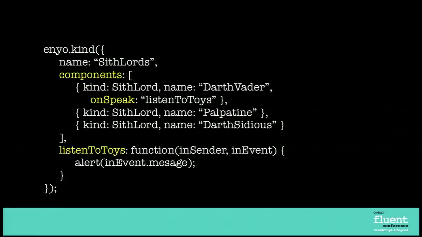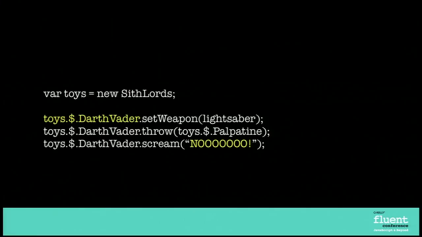The other thing is, because the Sith Lord does a do speak to send a speak event, I've set up an event handler here where it's going to call my listen to toys function whenever that particular instance of it speaks. And then here's using it. Create some Sith Lords, tell Darth Vader to use a lightsaber, tell him to throw the Palpatine around, and then finally go, "No!" Another key concept here is this $ hash.